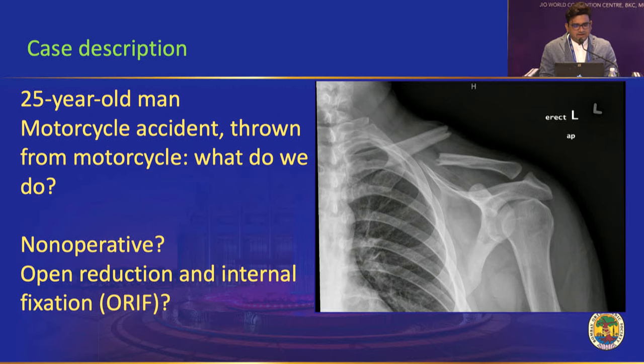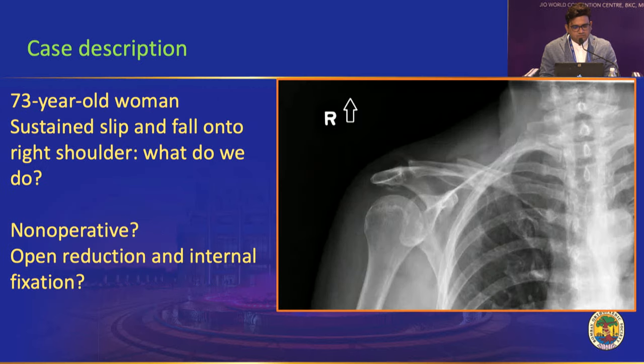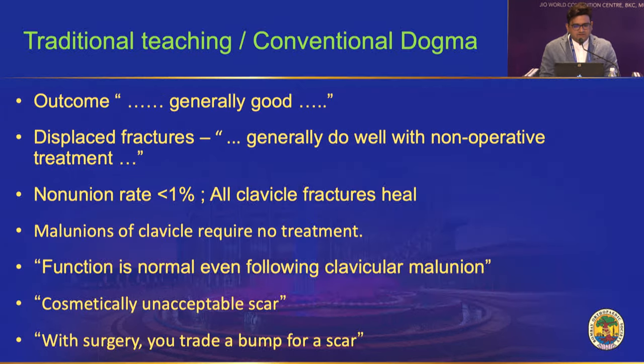So let's say one case of a 25-year-old having a motorcycle accident, thrown from a motorcycle, having a left-sided clavicular fracture. What do we do, non-operative or open reduction? A similar case of a 73-year-old woman who had just a trivial fall, having a right-sided clavicle fracture. The traditional teaching is that outcomes are generally good. Most clavicles generally unite without any treatment. They do very well with non-operative management.